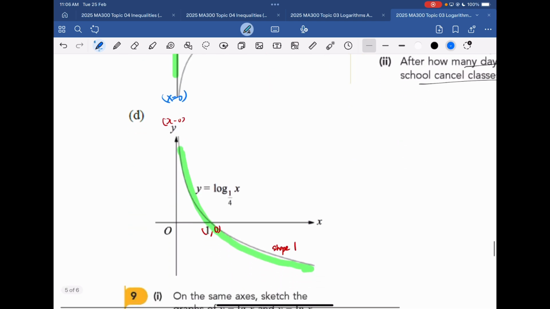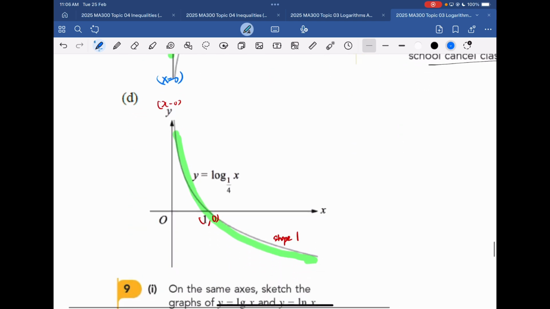Okay, so the next one is D. For D, the base is less than 1, so it's downward sloping. If I saw one student, he did this.